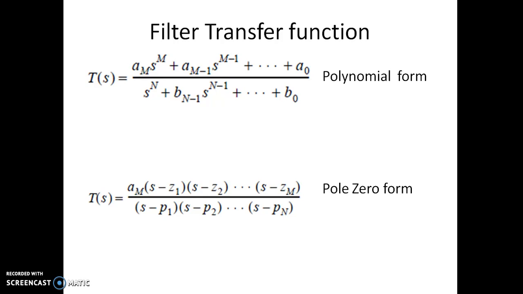So this is a filter transfer function. The filter transfer function in the polynomial form can be written with its poles and zeros. The numerator indicates the zeros and the denominator indicates the poles over here. Upon factorizing, we can write the same transfer function in the pole-zero form, where the poles and zeros are indicated in terms of P1 and P2.